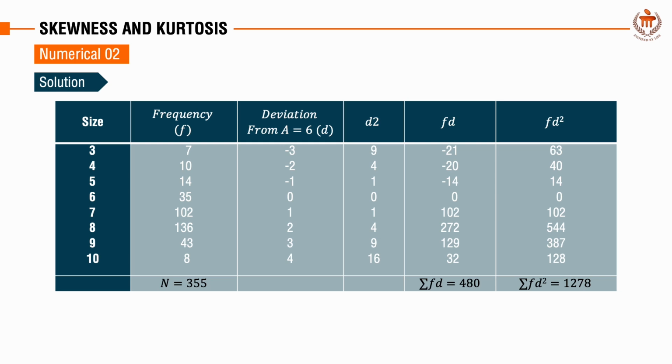So I got d is equal to x minus 6, the deviation from A. Once we got the deviation from A, we can find the square of this data, that would be d square. Then we can multiply f into d, and f into d square. So the sum of fd is 480 and the sum of fd square is 1278.